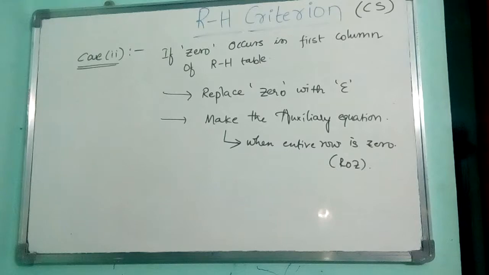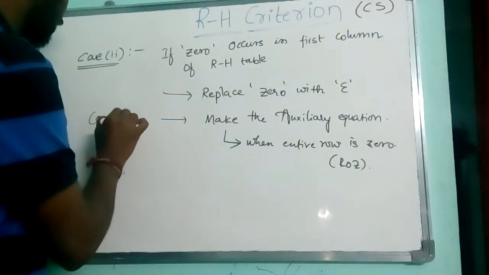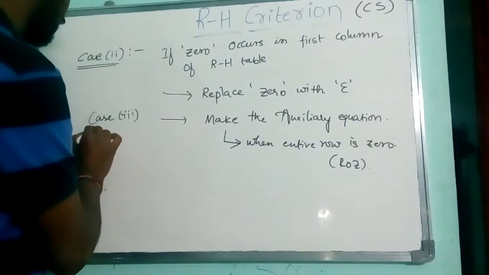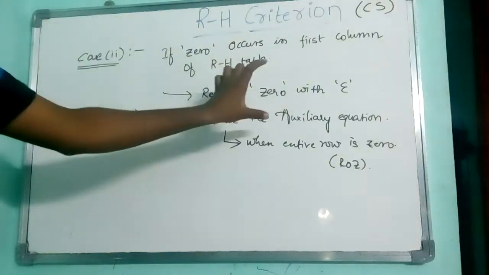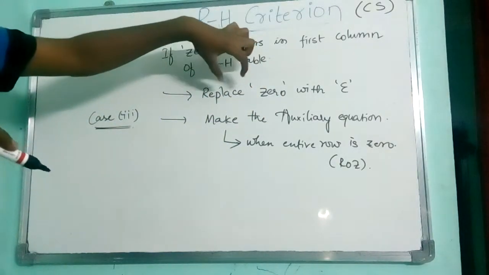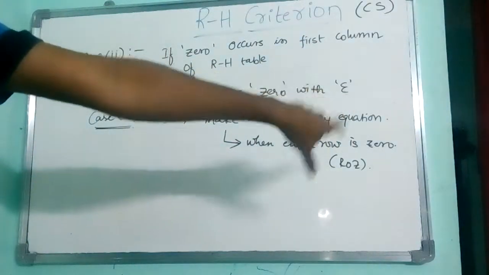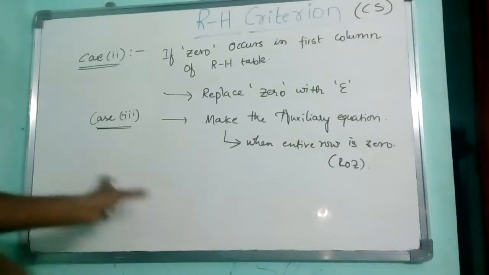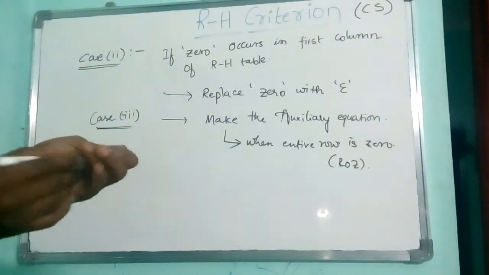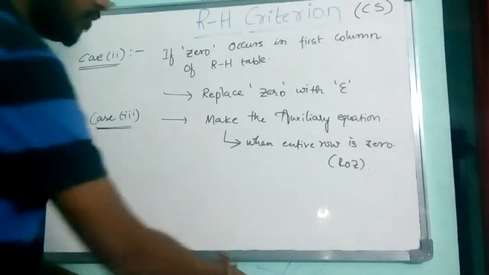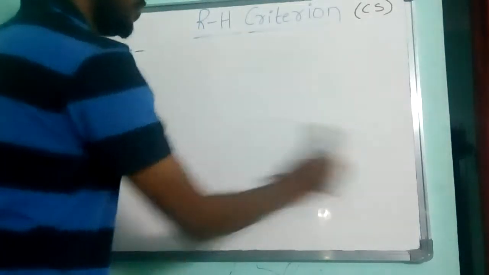I consider this as case 3 problem. Here it is case 2 problem. Whatever the thing is there, if it is 0 in the first column, replace it with epsilon and do the problem as usual. If the row is 0, then you make the auxiliary equation. Remember these two kinds. We will deal with the problem, you will understand how to solve. And first I will do a case 2 problem.